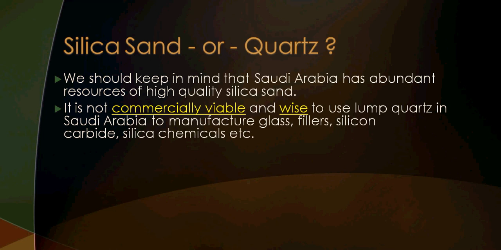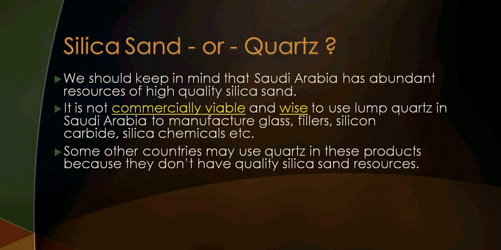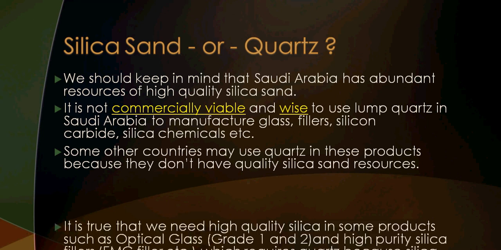It is not commercially viable or wise to use lump quartz in Saudi Arabia to manufacture glass. Why? Because we have abundant natural silica sand for filler, silicon carbide, and silica chemicals. For all these applications, it is viable to use Saudi silica sand resources, not quartz resources. Quartz resources we should keep for high-tech applications, for manufacturing silicon metal and downstream. Some other countries, I have already explained to you.